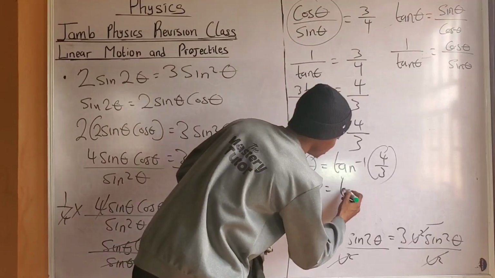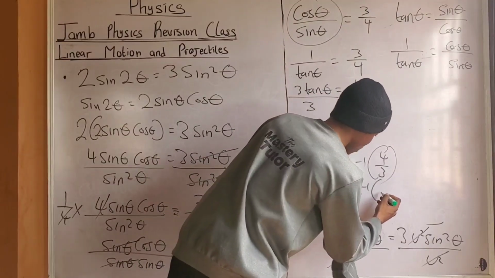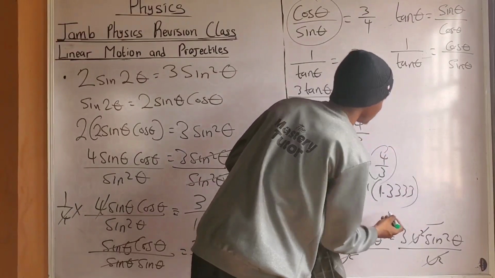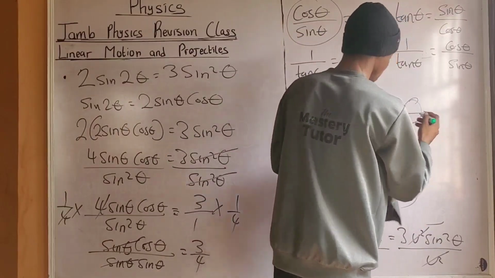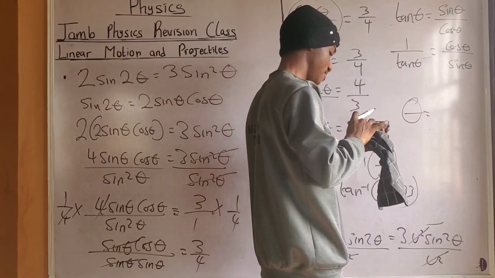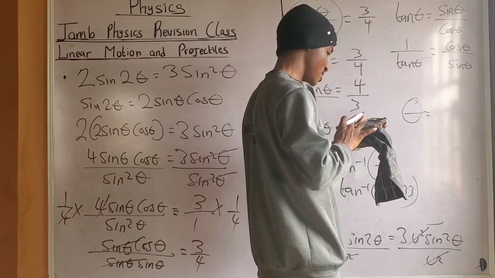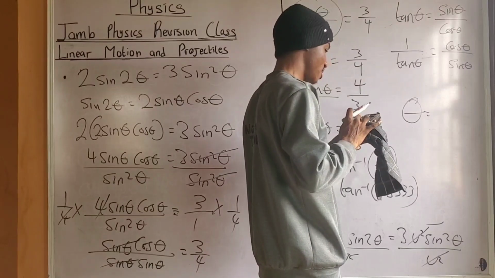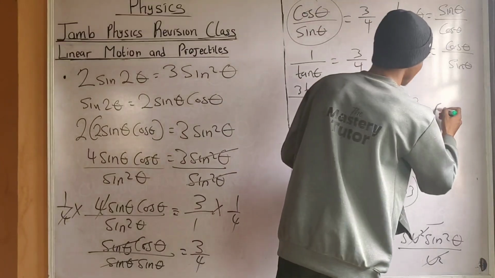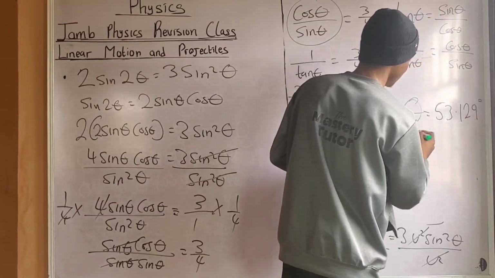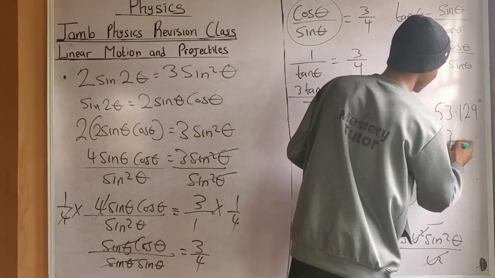Theta equals the tan inverse of 1.3333. Okay? Let us take the tan inverse. I'm coming up with 1.333. That is 53. Theta equals 53.129 degrees. Theta is equal to 53 degrees.